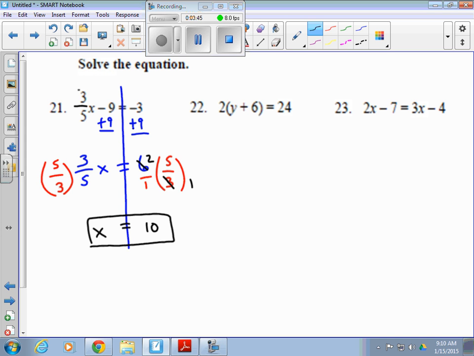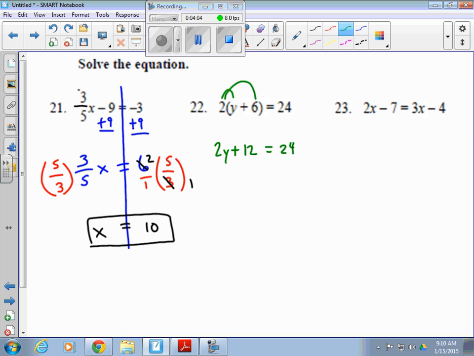For number 22, before you try to undo anything like we did on number 21 right away, you have to simplify the left side. You have to multiply 2 times y. You have to distribute it. It's 2y, and 2 times 6 is plus 12 equals 24. Now, we can't combine 2y and 12 because they are not like terms.